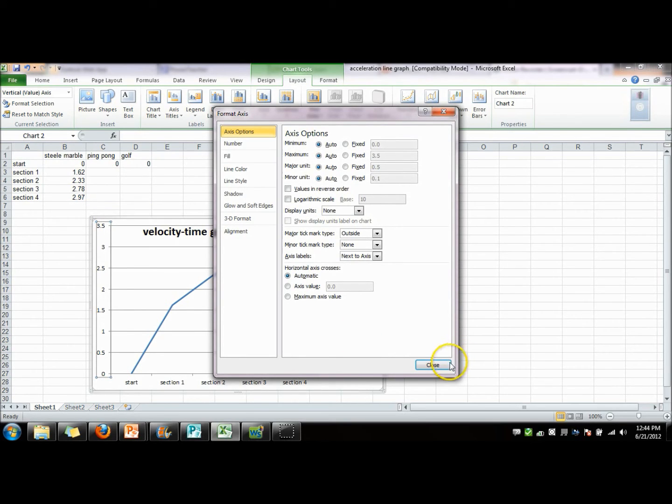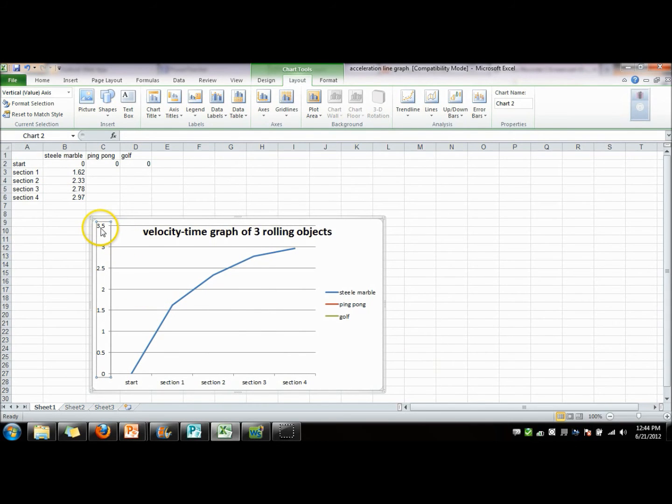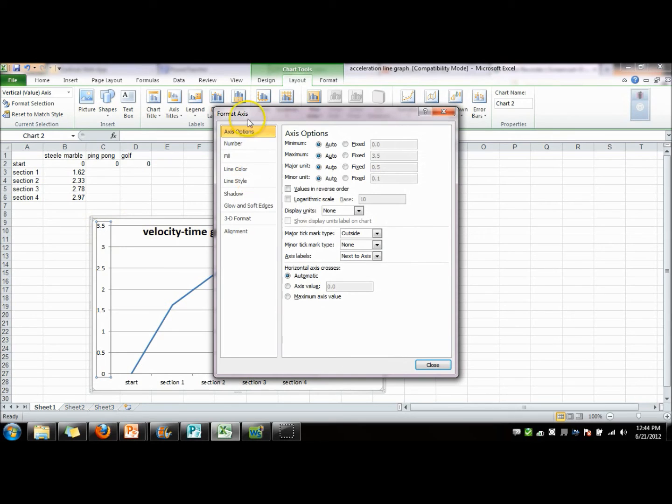So I'll close this and show you what I did. If you put your cursor right over one of the numbers and double click, this format axis option pops up. All you need to do is go over to major unit, click fixed, and change it from 0.5 to 0.1 and click enter.